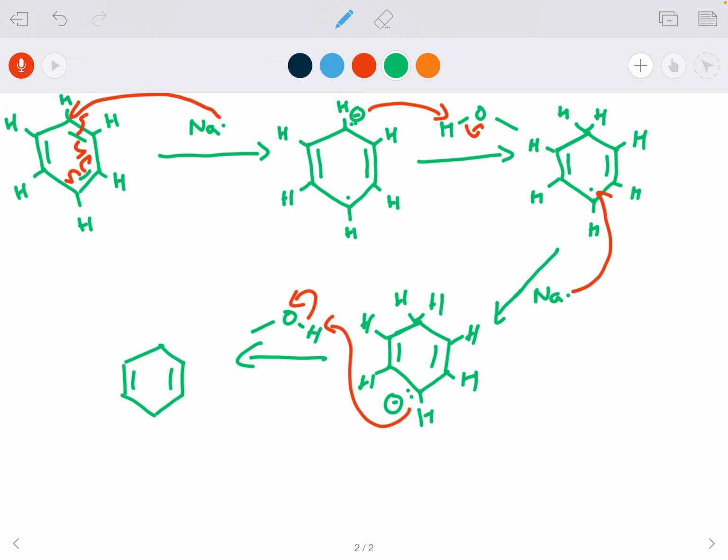Notice how I draw the arrows though. When it's a radical, I have to use the fishhook. So steps 1 and 3. When it's a 2-electron reaction, so steps 2 and 4, I'm using the full arrow. So make sure you use the correct arrows when you're drawing these mechanisms.